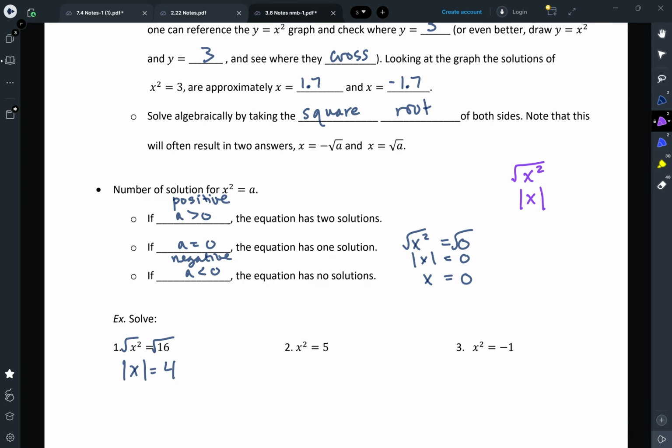So absolute value is our distance from 0 on a number line. And so if I think about the absolute value of 5, that's 5 away from 0. Absolute value of negative 5 is still 5 away from 0. So we get the plus or minus.